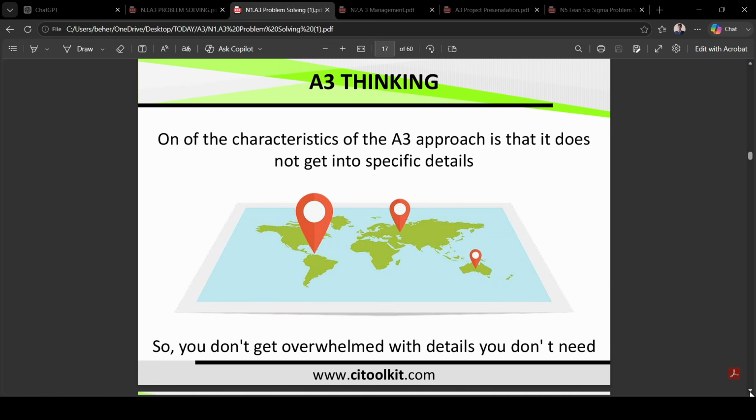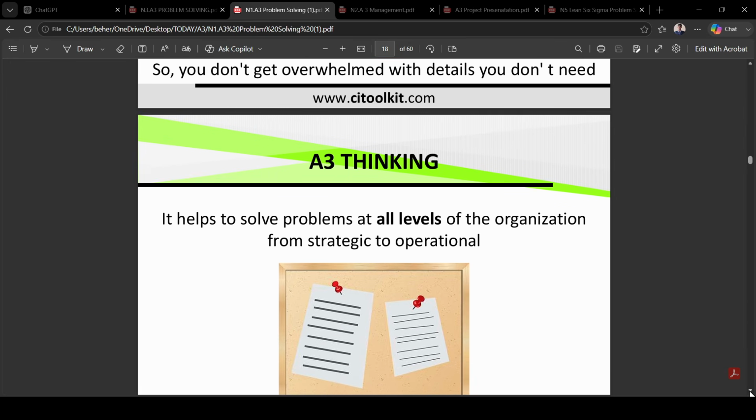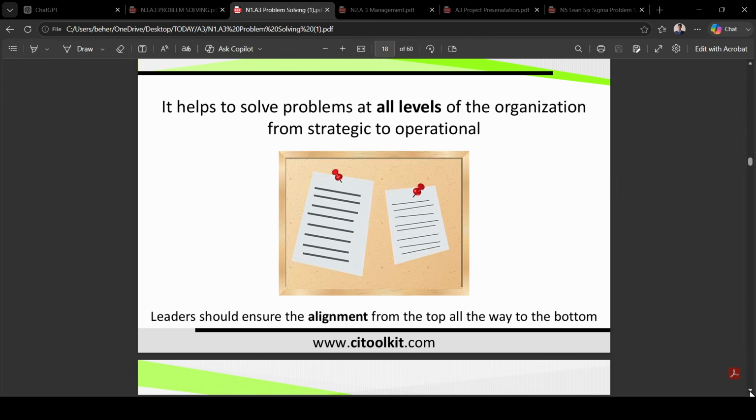One of the characteristics of the A3 approach is that it does not get into specific details, so you do not get overwhelmed. It helps to solve problems at all levels of the organization, from strategy to operational. Leaders should ensure alignment from the top all the way to the bottom.